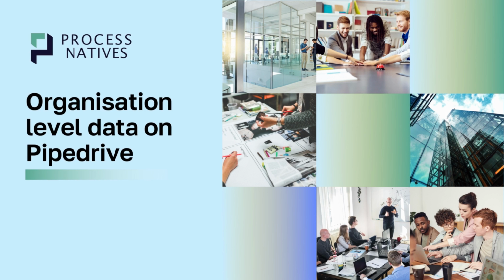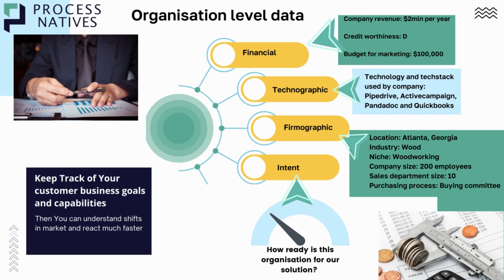What about organizations? They do have specific data that are different from contacts. That's why you need to think differently about organization versus contact. What do we mean by that? As process natives, we usually have companies selling solutions to other businesses. That's when four types of data are crucial to keep under the organization level.